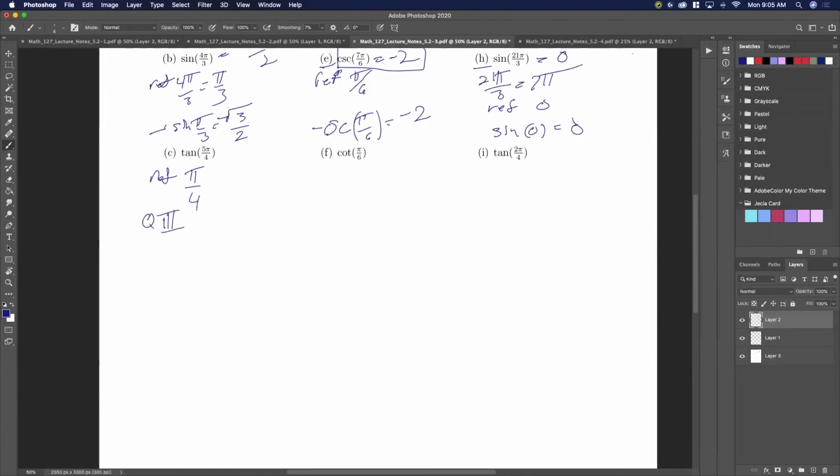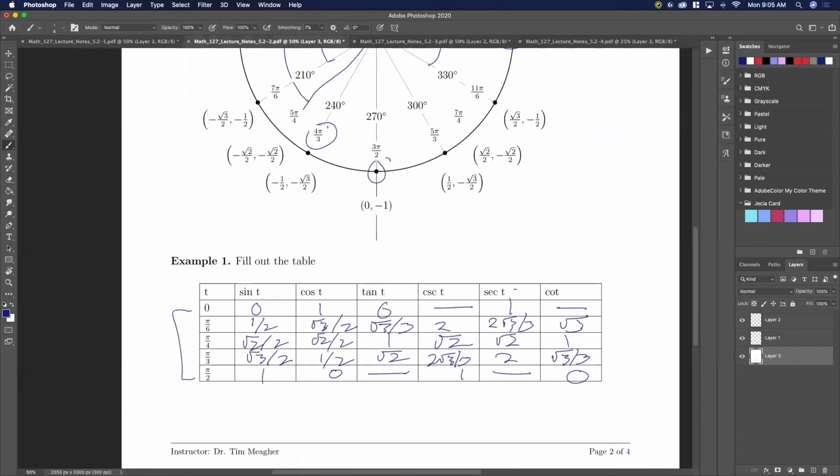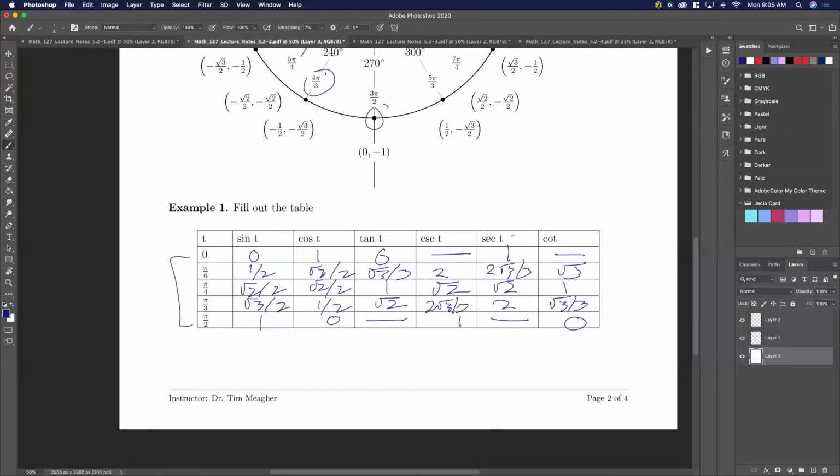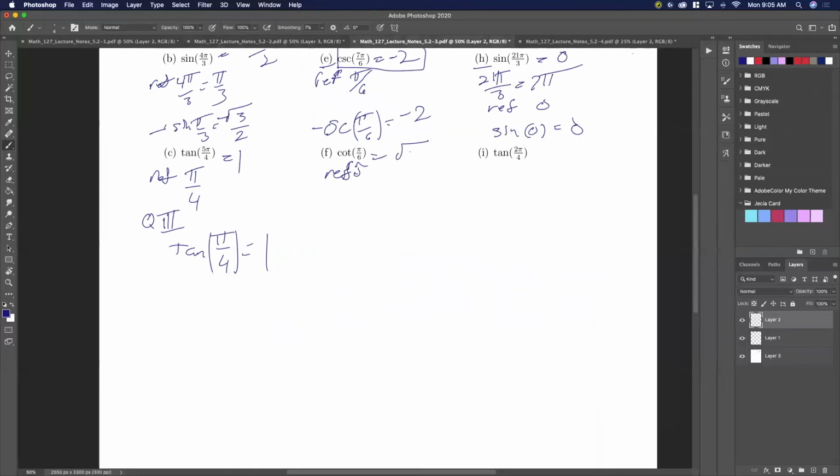And so tangent is going to stay positive, so tangent of pi over 4 equals 1, and so this answer is 1. Here is the cotangent of this. Well, my reference angle is this number. So you just write it from the chart. Until you have it memorized, just come here. Oh, pi over 6 is square root of 3.